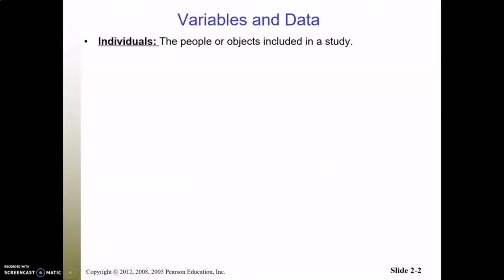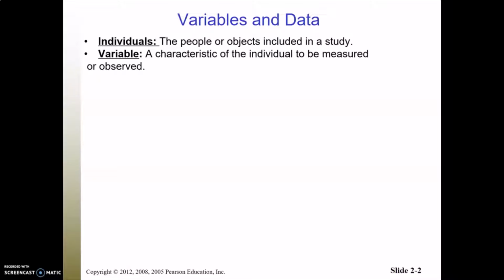So the first thing we need to understand is the individual. When we use this word in everyday life, individual means the people or the objects. Individual means the human being, the people. But in statistics, the individual may be the people or objects which are included in a statistical study. What are variables? Variables are the characteristics of the individual that need to be measured or observed.